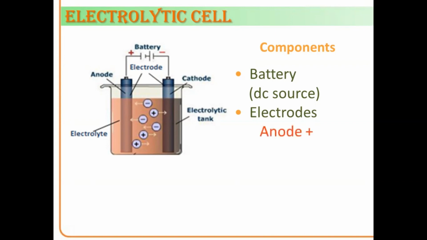So we have two types. The first one is called the anode. The anode is connected to the positive plate of the battery, which means it's positively charged. And then we have what is called the cathode, which is connected to the negative plate of the battery, which means it is negatively charged. Third, we have the electrolyte, which is the ionic compound that is being electrolyzed. We are breaking it down into its components.